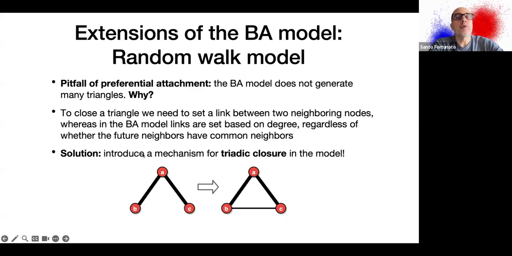Why? Because in order to close a triangle, you need to set a link between two neighboring nodes, right? So I'm a new node, and I have to target two nodes which are already connected to each other. But as you've seen in the recipe that determines when you set a link or when you don't, this only involves pairs of nodes independently of their neighbors or their structure. The only criterion is the degree of the node. So the probability that I get a link to A and B is the same whether they are connected or not. So there is no incentive. There is no mechanism inside this model that incentivizes the formation of triangles.